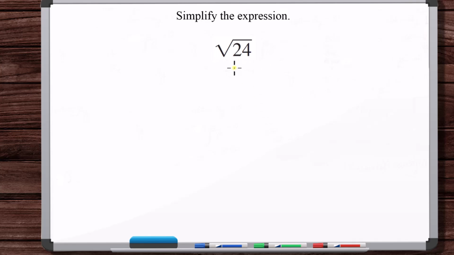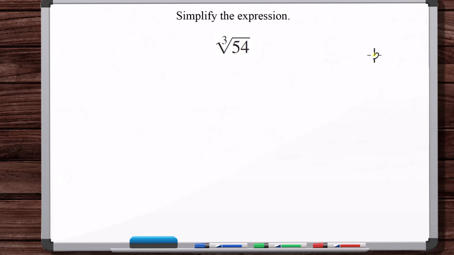Okay, now here there's no variables, so there's no absolute values that come into play here. We're dealing with actual numbers. So, okay, 6 times 4 is 24. So we've got 6 times 2 squared. So this is 2 root 6.